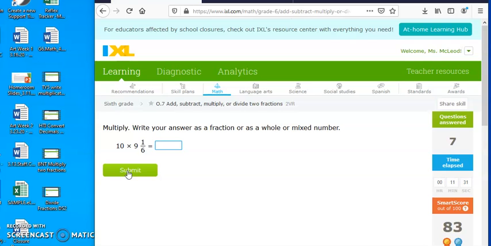So the problem has turned into 10 over 1 times 55 over 6. So now we're going to multiply straight across. 10 times 55 equals 550. And 1 times 6, that is 6. So your answer is 550 over 6.